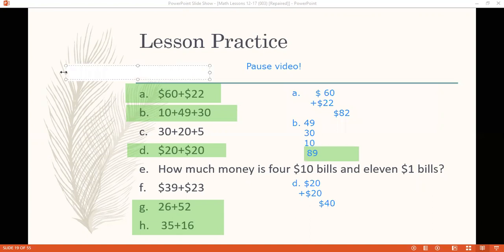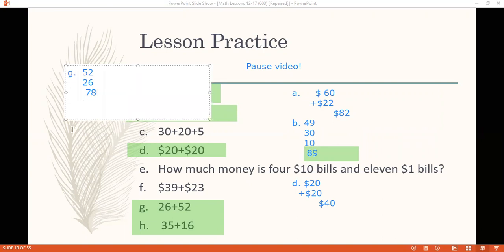And G, let me do it over here. Which one is our bigger number? It's 52. 52 will go first. Plus 26. What is 6 plus 2 in our ones place? It's 8. And then 5 plus 2 is 7. So the sum of G, 52 plus 26, is 78.